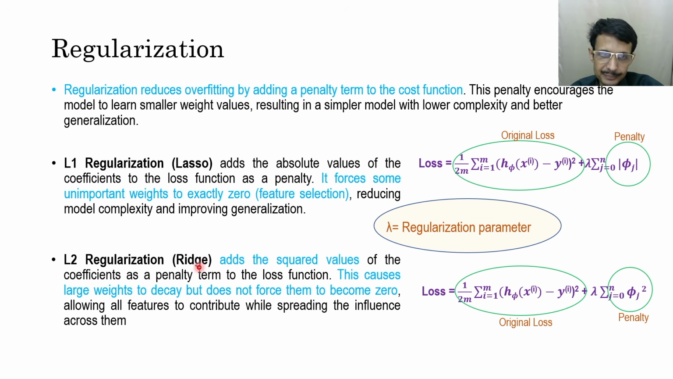On the other hand, ridge adds the squared values of the coefficients as a penalty term to the loss function. This causes large weights to decay but does not force them to become zero, allowing all features to contribute while spreading the influence across them: important features contribute more, unimportant features contribute less. So it is the squared.